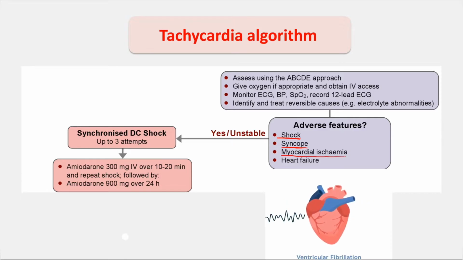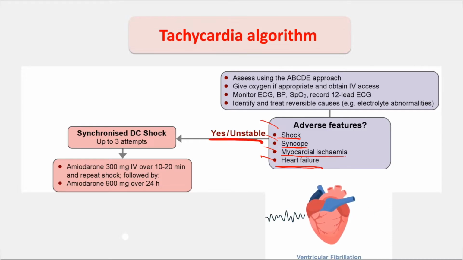Myocardial ischemia with the tachyarrhythmia: the patient has chest pain that increases with exertion and relieves with rest. There is ischemic ECG change, there is troponin release, so you say this is myocardial ischemia. Heart failure: the patient has shortness of breath, hypoxia, crackles in the chest, leg edema, or hepatomegaly. So if the patient has one or more of these adverse features, they are regarded as unstable.